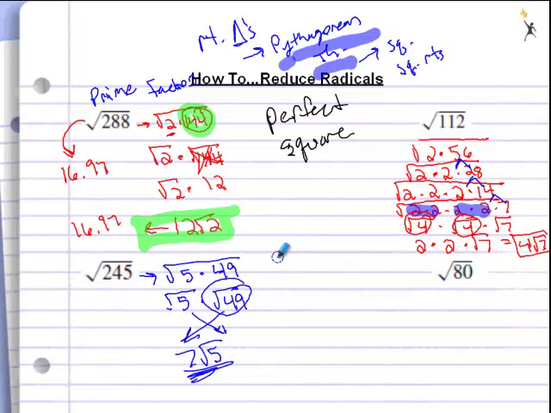What I would like you to do is pause the video, take a couple minutes, and try and solve the square root of 80. We're not looking for a decimal, we're looking for a reduced radical. Pause the video and try and solve that now.